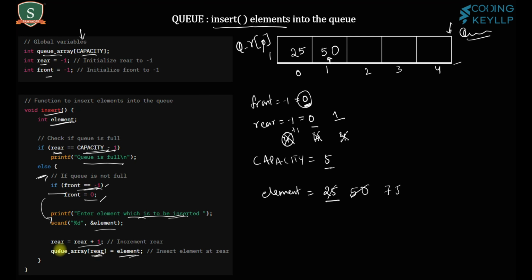Now in the moment they entered the 75, rear value here is updated plus 1. So 1 plus 1 is 2. Now q array of 2, that means in this position we are entering 75.